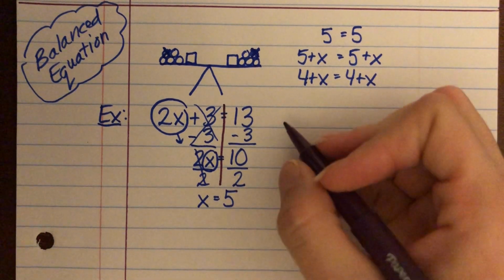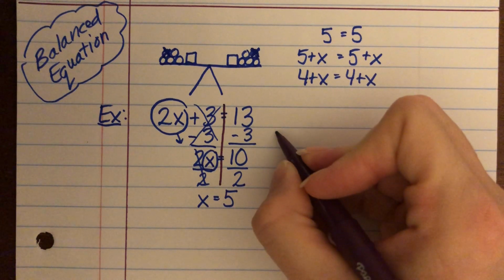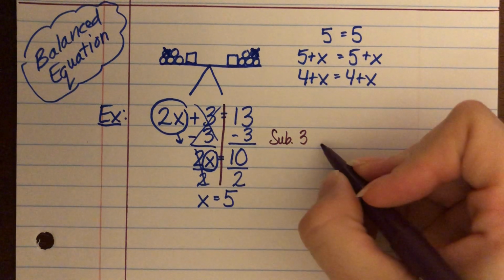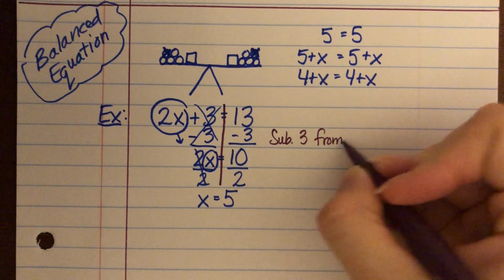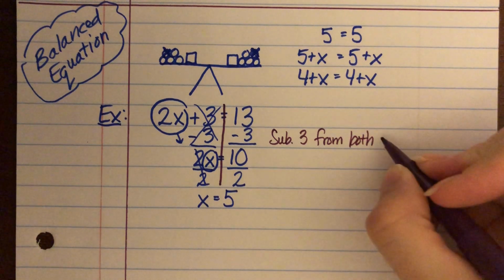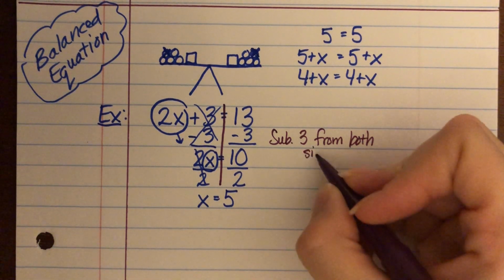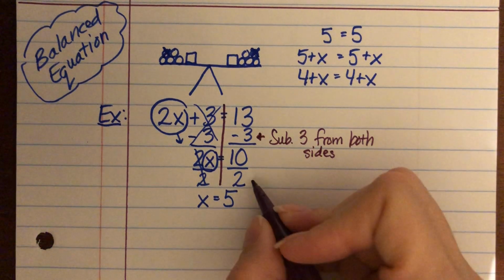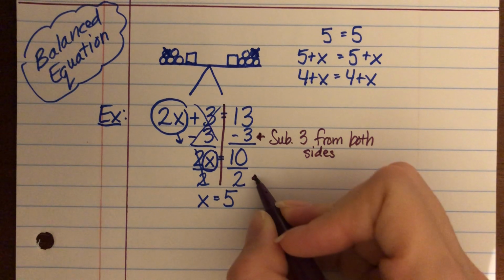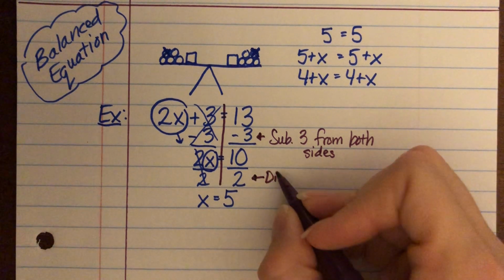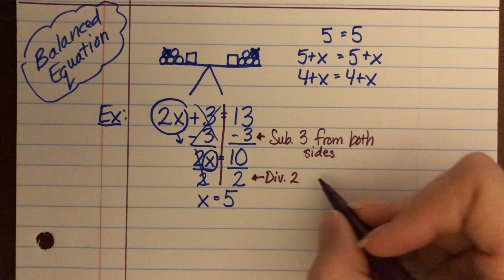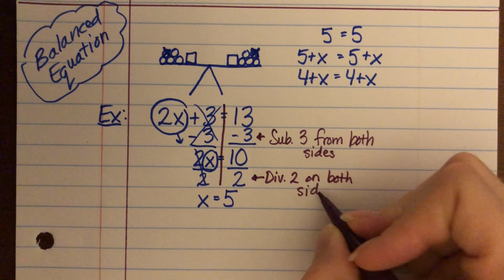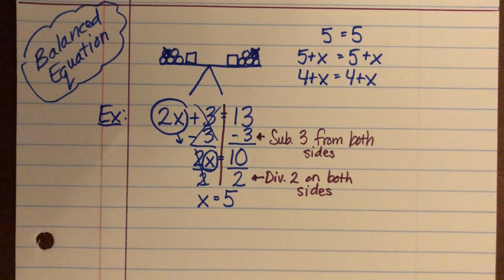The first thing that we did here was we subtracted 3 from both sides. Okay, so that was what was happening at this step. And then here we divided 2 on both sides. Just so that when you're looking back at your notes, you can remember what we did there.